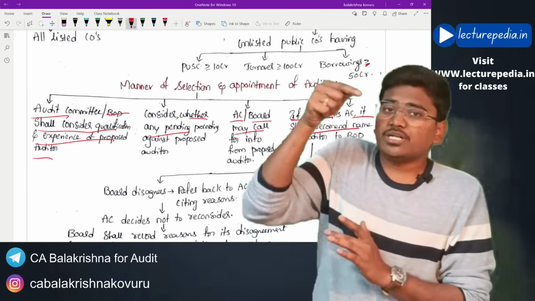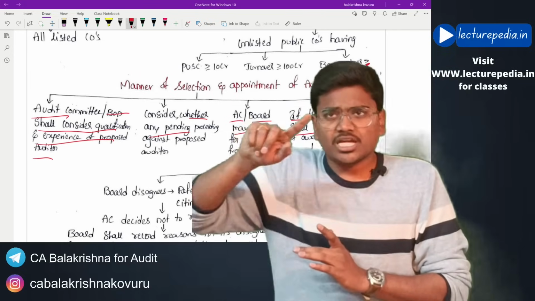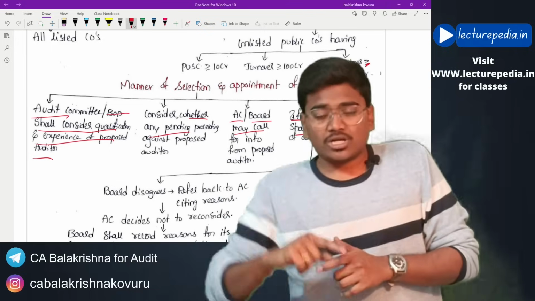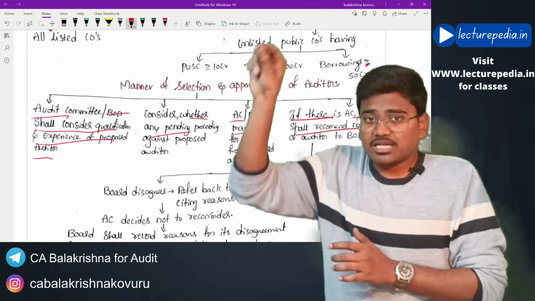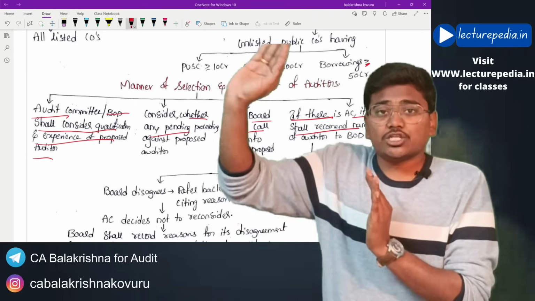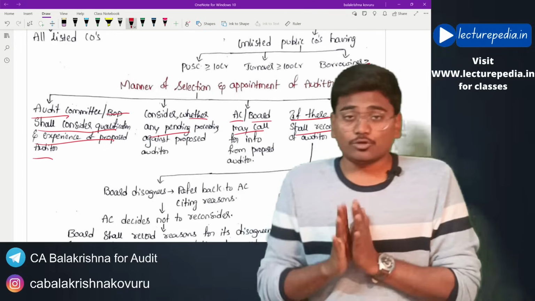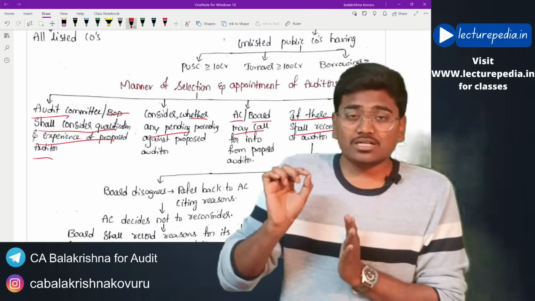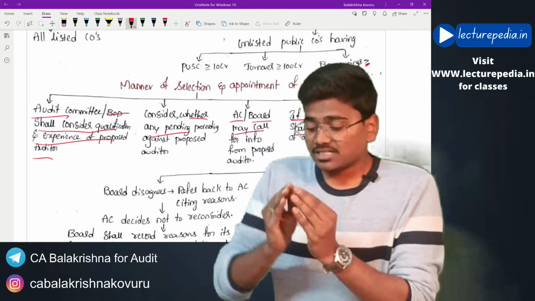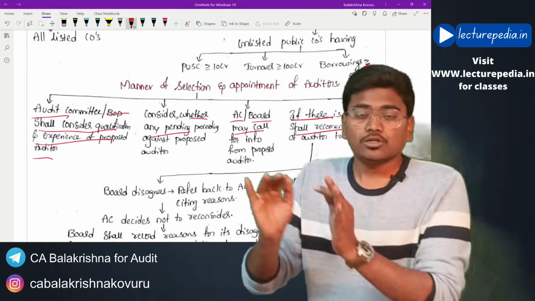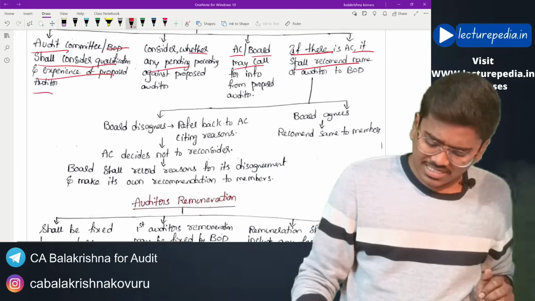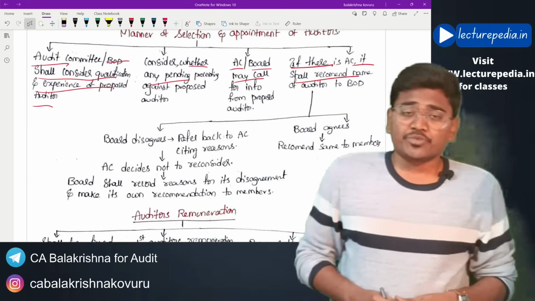Now, if audit committee agrees to reconsider, it will reconsider and will suggest another name. If audit committee doesn't agree to reconsider, it is giving the same recommendation, in that case board of directors can reject the recommendation of audit committee along with reasons why board of directors are not agreeing to the recommendation of audit committee. This reason has to be given. By this reason, board of directors can make their own recommendation to the members. Hope this is clear. And members will consider the recommendation and approve it in the general meeting.